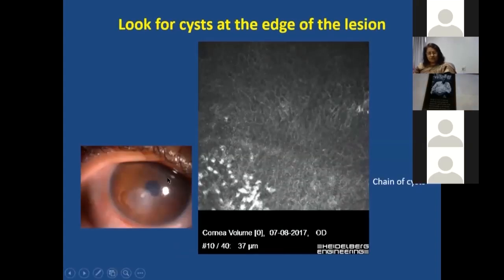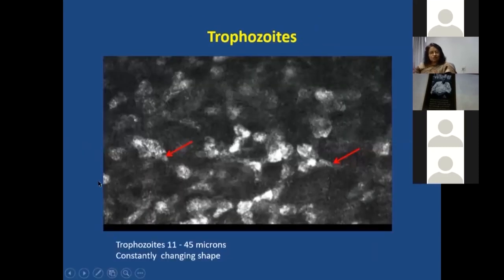One more thing that you can do is to focus at the edge of the lesion. That is where the disease activity is more, and so there you can see the acanthamoeba cyst usually in clusters or in chains. The trophozoite stage can also be identified, but this is very difficult because it constantly changes shape.